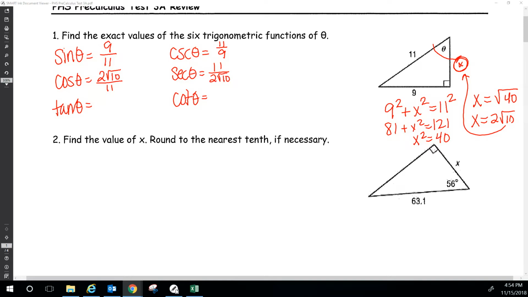I can't keep that radical in the denominator, so I'm going to rationalize the denominator. 2 can stay down there, but the square root of 10 is going to move up. So 11 square root of 10. On the bottom, we got square root of 10 times square root of 10. That's 10 times the 2, and that's 20. All right, for tangent theta, that is my opposite over adjacent. So opposite is 9 divided by 2 square root of 10. Again, when I rationalize the denominator, it's 9 square root of 10 over 2 times 10, which is 20. Finding the reciprocal, I'm going to flip this fraction. That's 2 square root of 10 over 9.